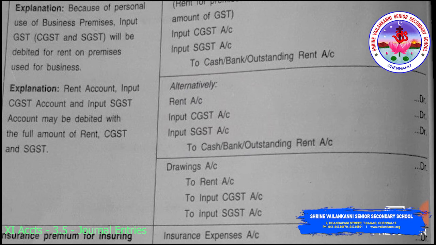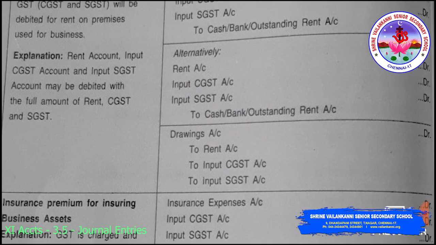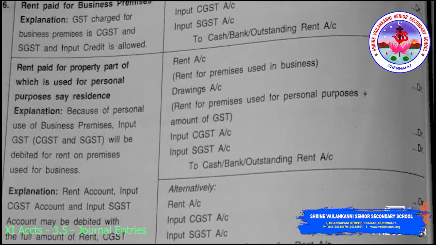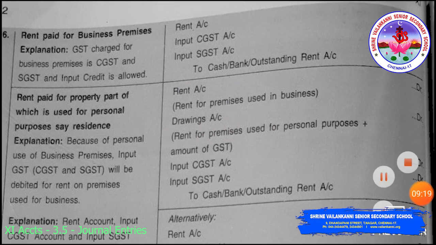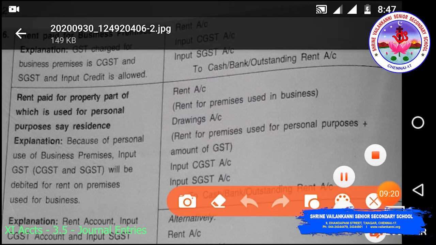to cash or bank, outstanding rent account, or drawings account. Then the second aspect, drawings account to rent account to input CGST account, input SGST account. If this is confusing, please make sure that you follow this entry. Which entry? This entry.